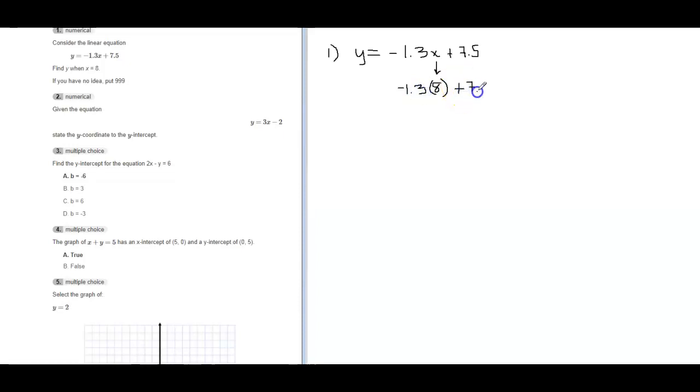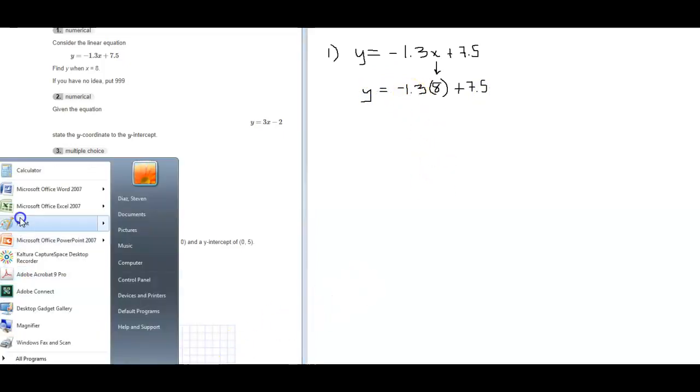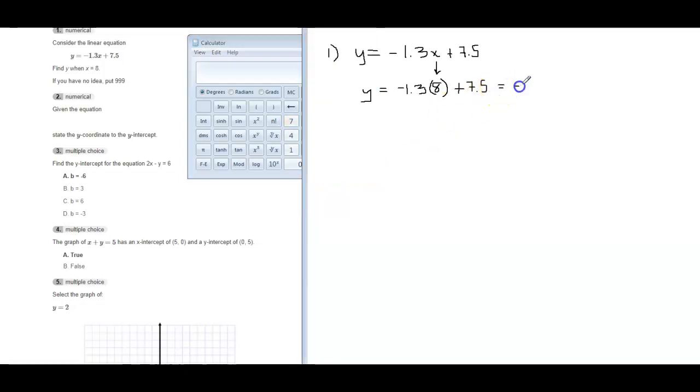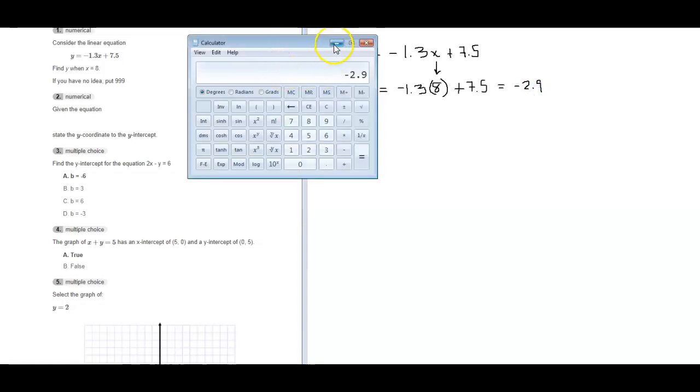Remember, you need to multiply first, and then you're going to add, and when you do that, you use your regular calculator. So let's multiply negative 1.3 times 8, and then add 7.5 to that number. This is your final answer. So y is negative 2.9. Okay, that's how you do problem number 1.